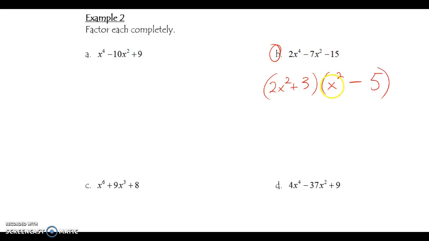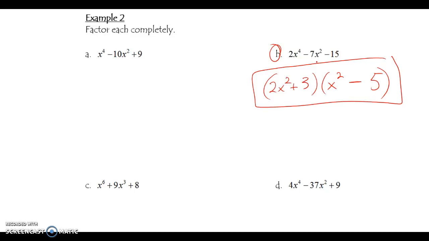So let's see, we get 2x to the fourth minus 10x squared plus 3x squared, which is a negative 7x squared, and a minus 15. And you should always check if these could then further be factored. In this case, this can't be factored anymore, and this is a difference, but 5 is not a perfect square. So that would be the complete factorization of that trinomial given in B.